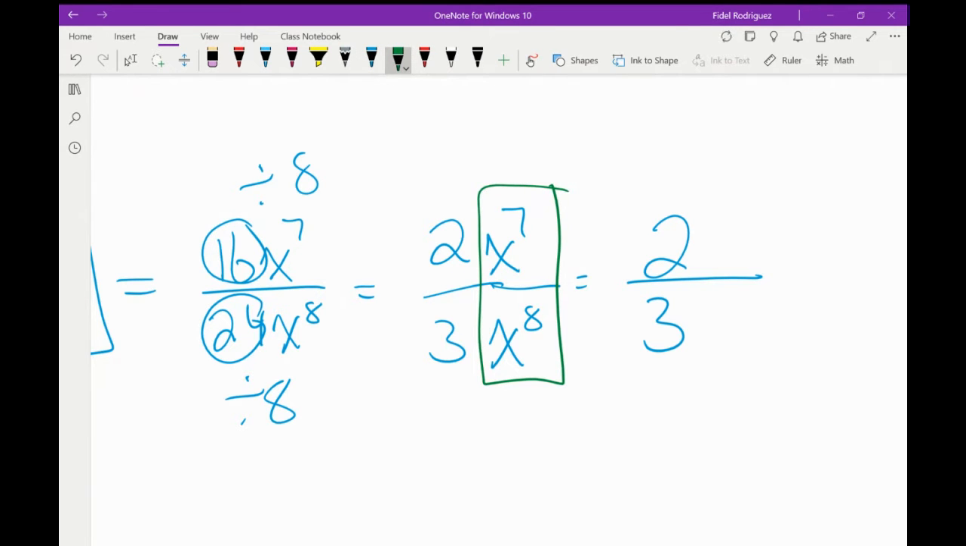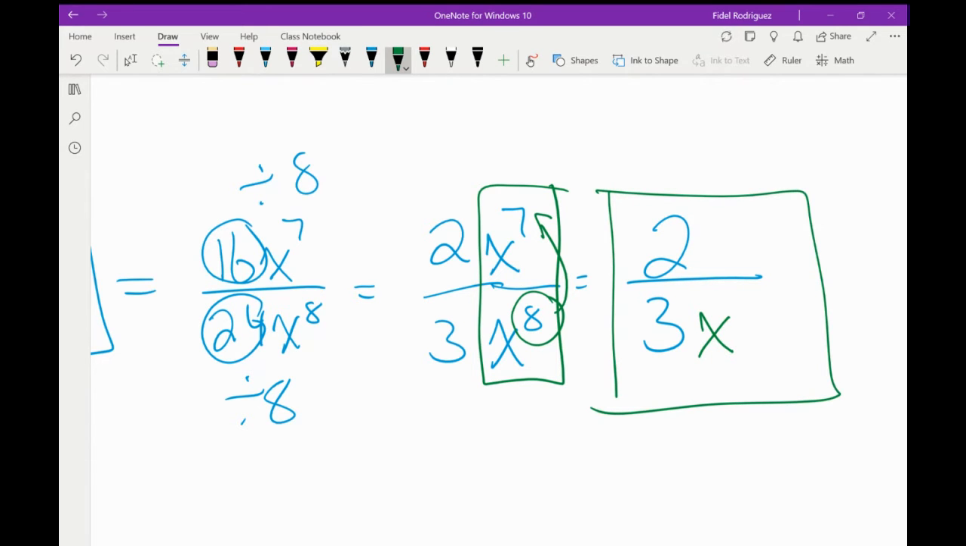Usually the way I present this part is I ask ourselves, where do I have more x's? Do I have more x's on the top or more x's on the bottom? Since I have more x's on the bottom, I'm going to subtract my powers. I'm going to take 8 and subtract 7. Whatever power I end up with tells me how many x's I'm left with on the bottom because there's more on the bottom. So 8 minus 7 is 1. So there's 1x on the bottom, and then we're done.